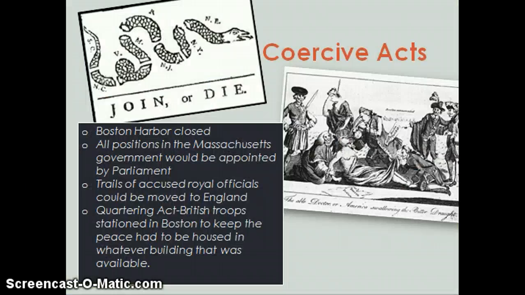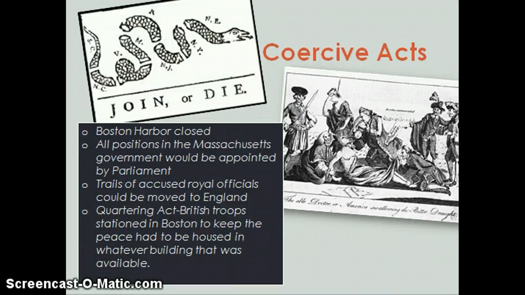By this time, the British government had pretty much had it, and so they passed a series of acts that were called the Coercive Acts, and this was when they really started heavy-handing the situation. The first thing they did was close Boston Harbor, which was a huge area of trade, and closing this down basically hindered all of the trade in New England.